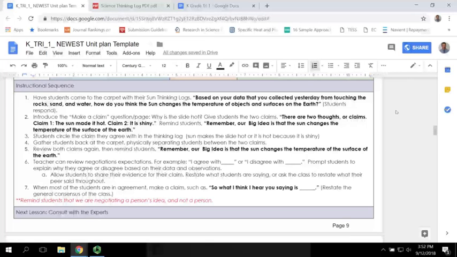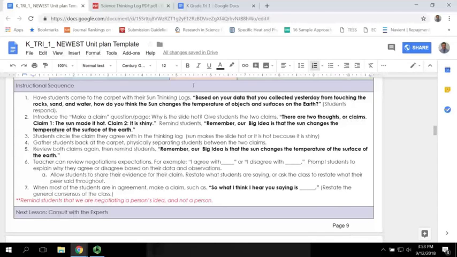Now, you might get good conversation from that. You might not. You might get kids just sitting there not giving you anything. If that is the case, remember, what we want is for them to be arguing about why certain things were hot and certain things were not. So you could give them this: if there was a slide and it was hot, why do you think it was hot? What was the thing that made the slide hot?